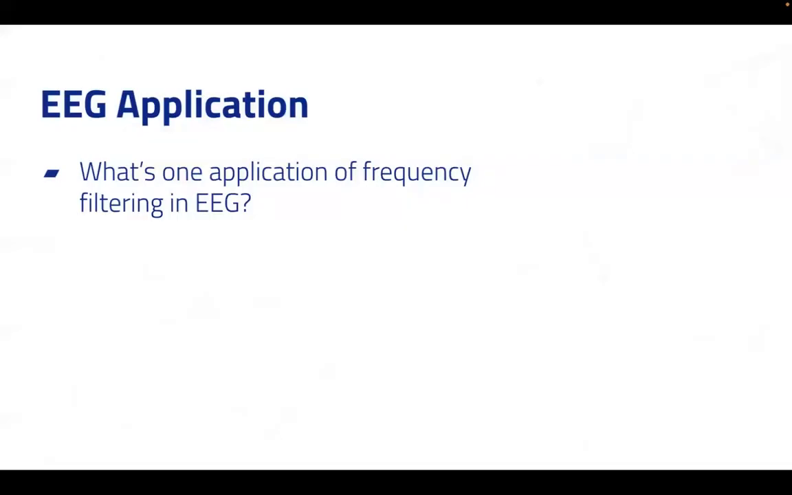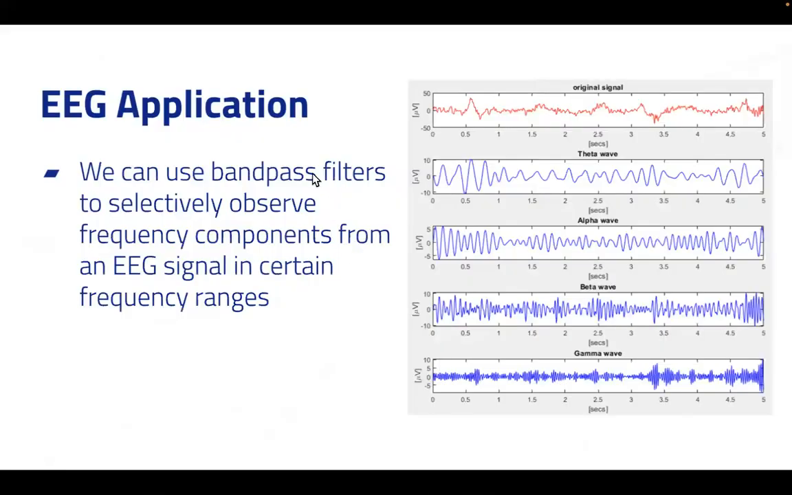Yeah, this is already answering you, right? Okay. We kind of just answered this question, but we can apply bandpass filters to selectively observe certain frequency ranges. Here we decompose the signal into its theta wave, alpha wave, beta wave, and gamma waves, and we see the amplitude, in terms of voltage versus time.